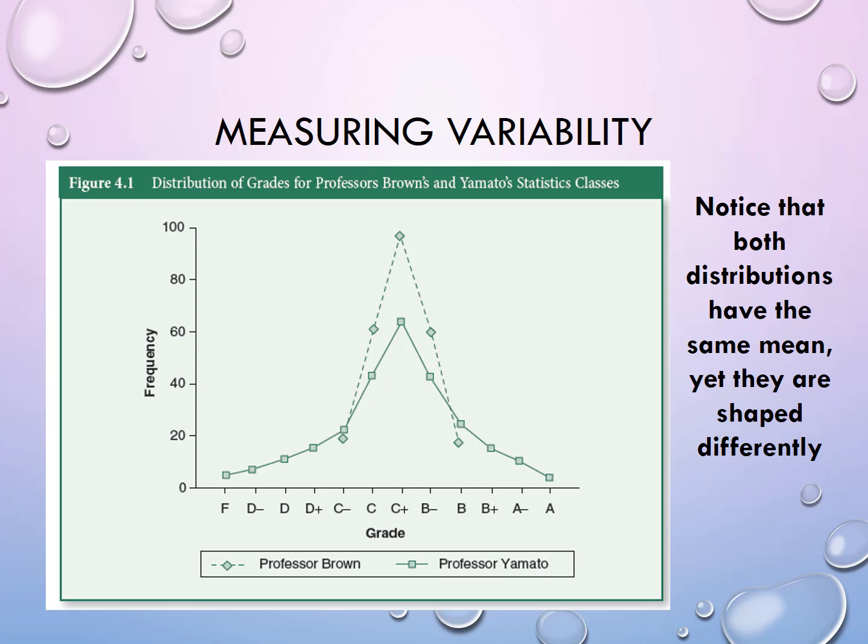So the variability measure helps us to sum up the distribution of scores without looking at each and every score. Just the C+ in this case wouldn't tell us anything. But if we have the variability, we would find out that there's a lot more variability when we talk about Professor Yamato's class versus Professor Brown's class.